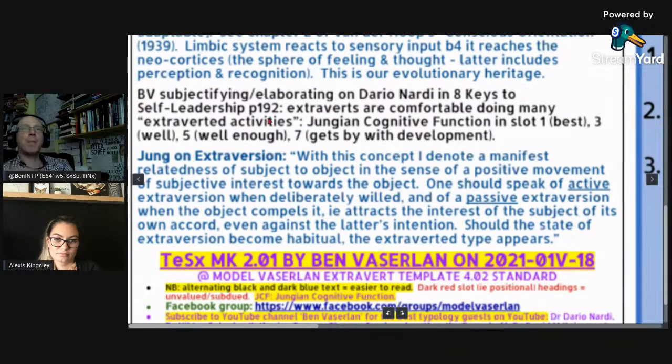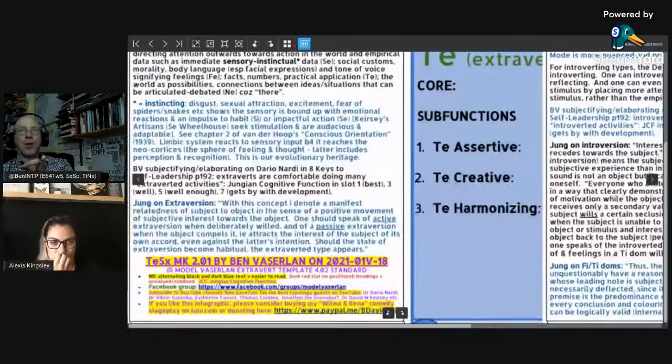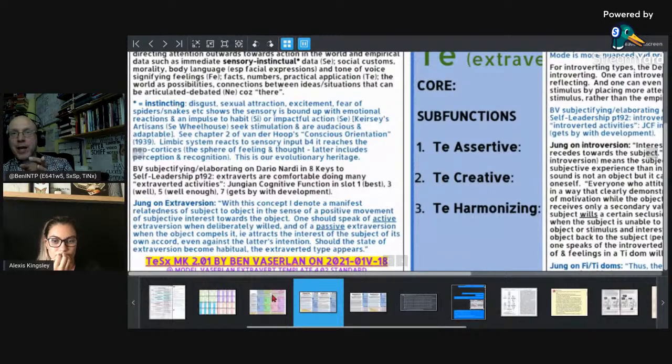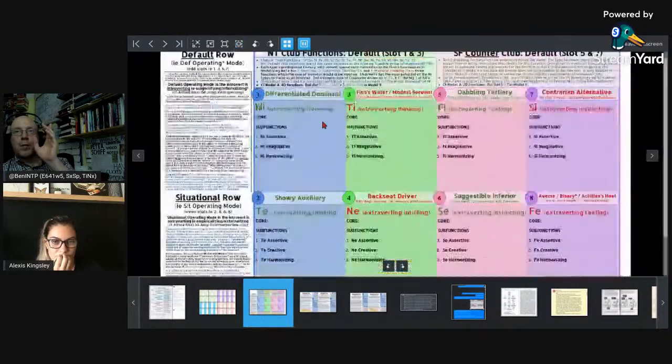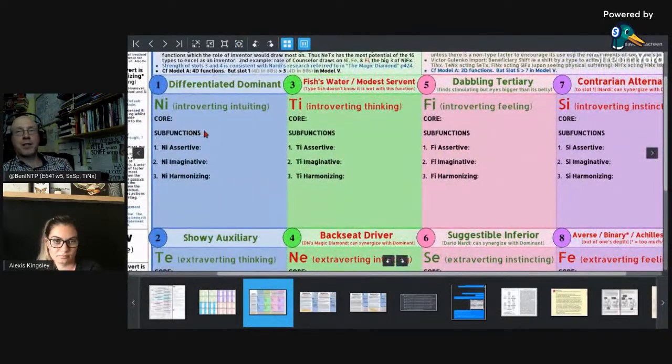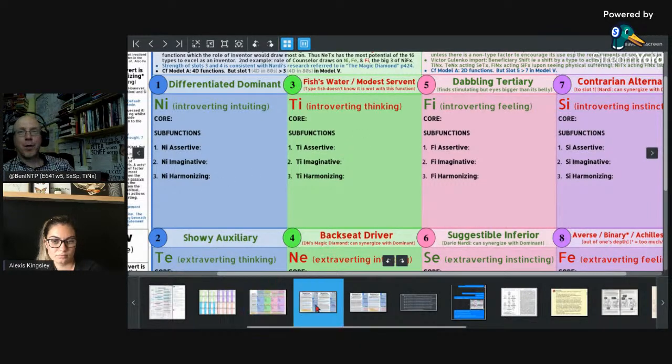Extroverts are comfortable doing many extroverted activities. The Jungian cognitive function is slot 1, best, 3, well, 5, well enough, gets by with development. Okay, so what I'm probably saying is something like best, well, okay, because practice and preference come in.